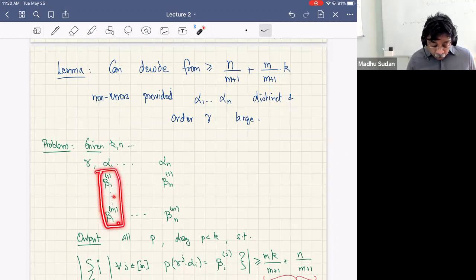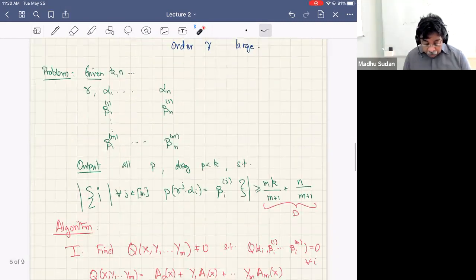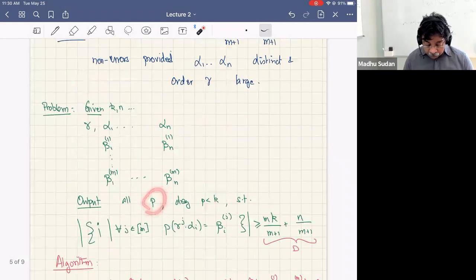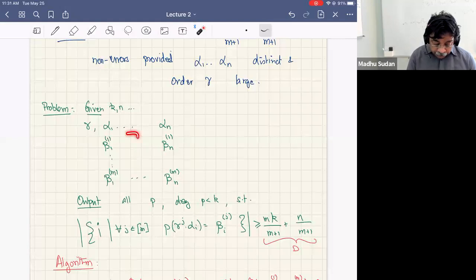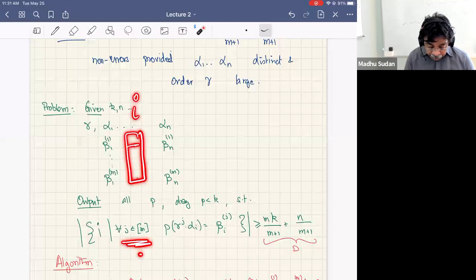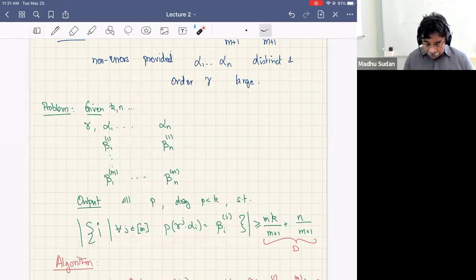And either the whole symbol is in error or everything is correct. Okay. And we are getting many such symbols. Now what we want to do is to find all polynomials whose degree is at most k, which have the feature that if you look at the number of coordinates I, such that for every one of these entries here, you are getting P of gamma j to the I equals beta sub I of j. Okay, so each one of these symbols equals P of gamma j to the alpha I.